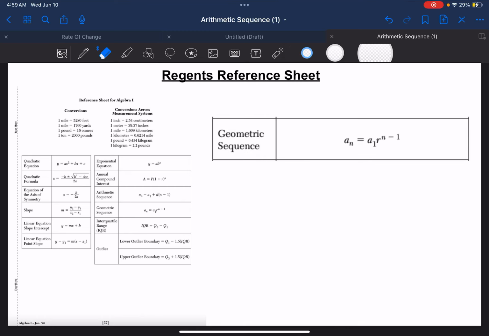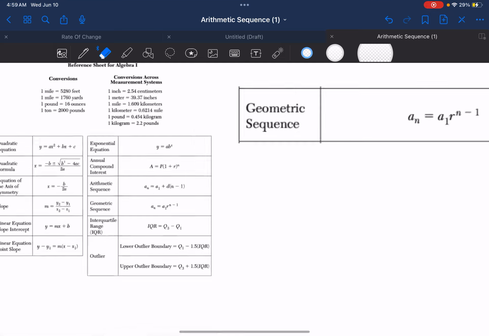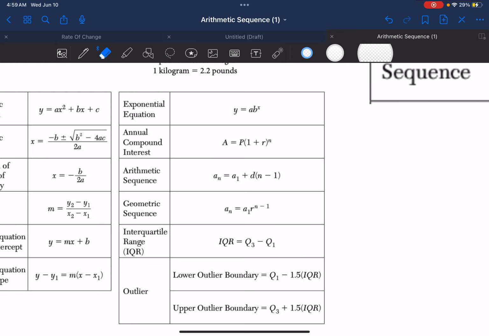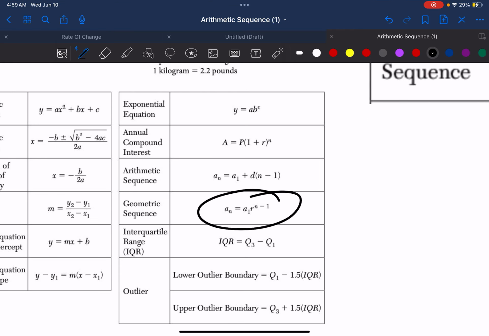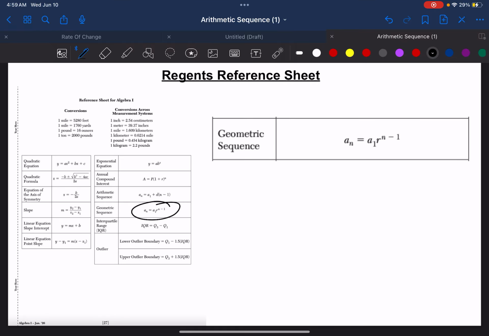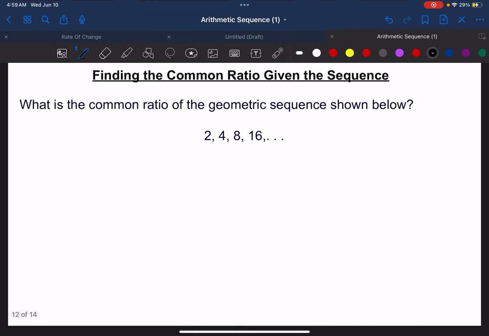Okay, we are now going to go over how to use the geometric sequence formula. In the previous video, we went over an arithmetic sequence. Now we're going to go over geometric sequence. I want to point out that in the reference sheet, again, we have that formula, so we want to make sure we make use of it appropriately. So let's get right to one of our questions.